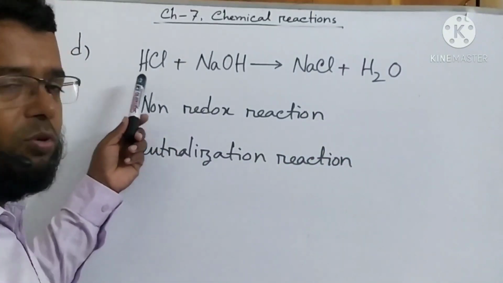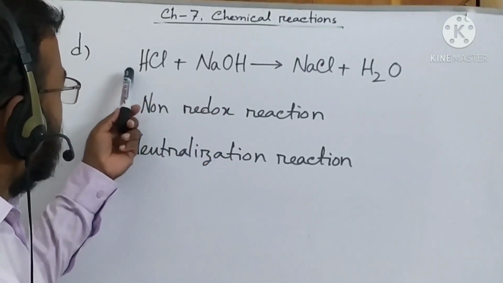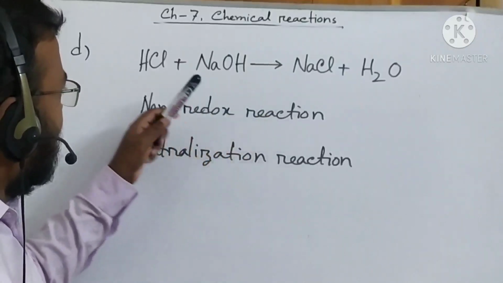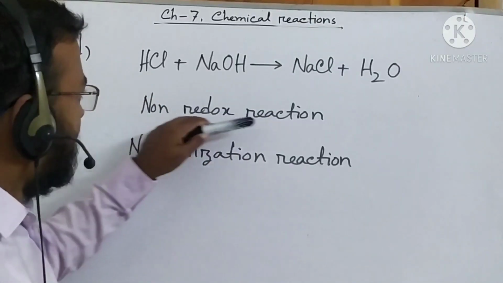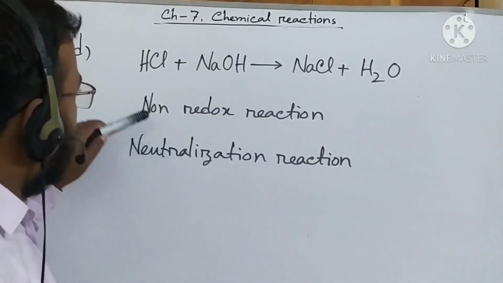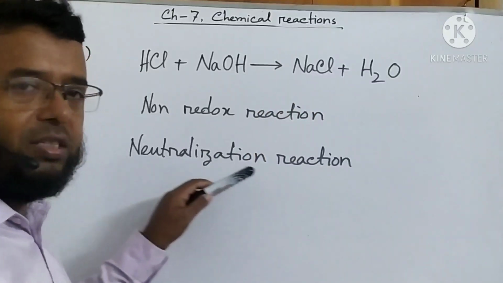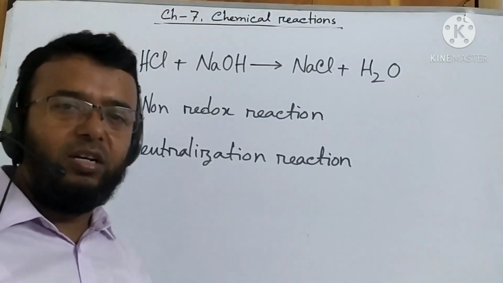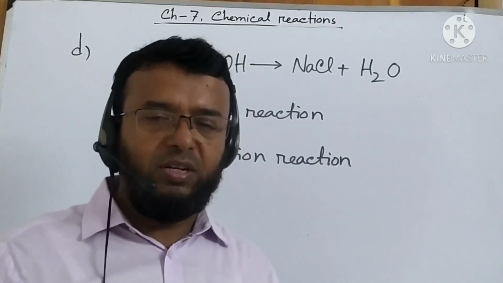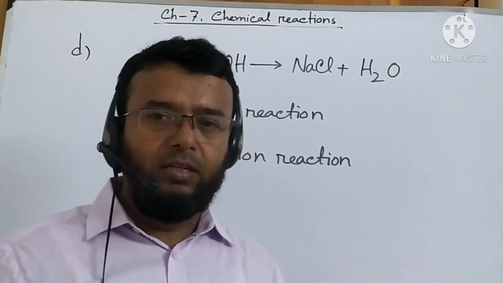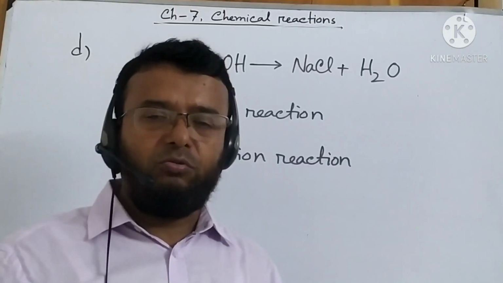So our question was, what types of reaction are supported by this reaction? We have explained that here electron exchange does not occur. For this reason it is a non-redox reaction. And again here acid and base react together to produce salt and water, so it is a neutralization reaction. Okay, my dear students, today I have shown you two creative questions from chapter 7, chemical reactions. If you understand these two creative questions, same types of creative questions you can answer.